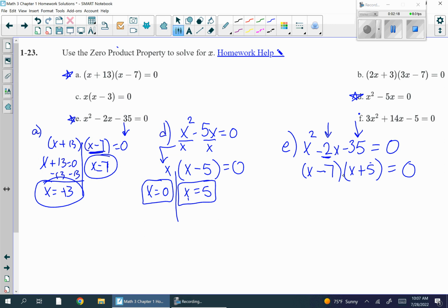And we do just like in problem A, where each factor, because we have the 0 over here, each factor, if it is 0, then we have a solution to our equation. So x could be 7, or x could be -5. Done.